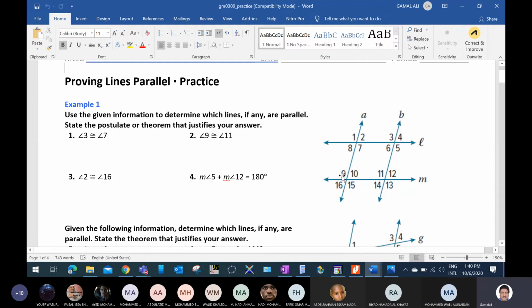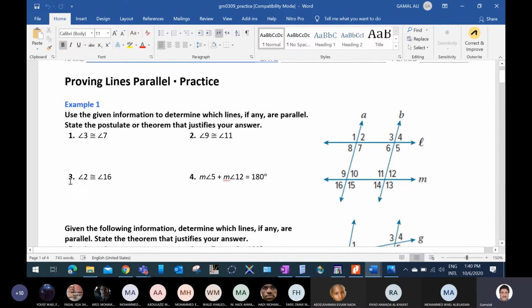So what are the two lines that are parallel if 9 and 11 are congruent? We have 4 lines, L and M, A and B. A and B. So we can write A parallel to B. What do you have to write here? Corresponding angles theorem, converse. Or you can write converse of the corresponding angle theorem.